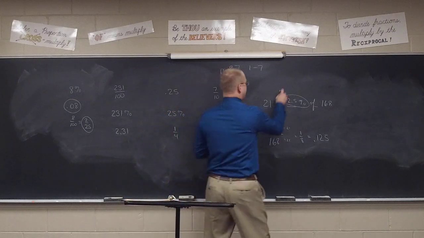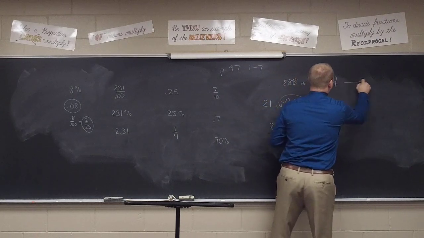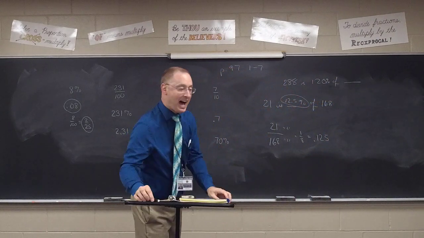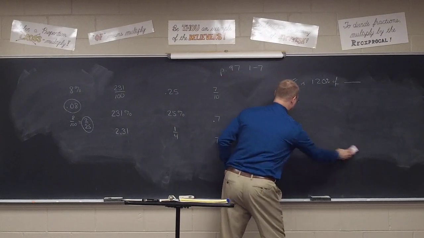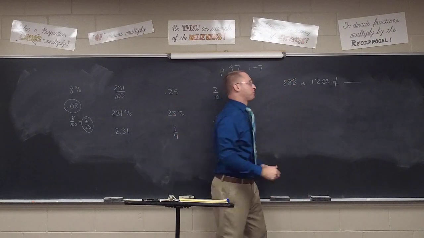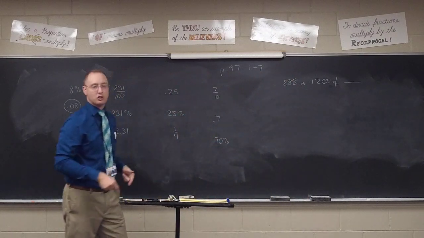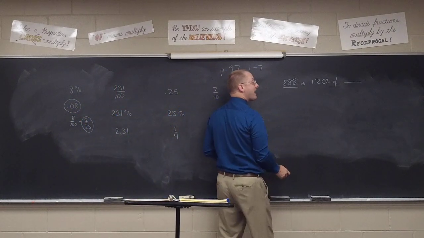Looking at number 3. It says 288 is 120% of blank. Do I know both sides of the word of? No, I do not. So do I multiply? No. If I knew both sides, would I multiply? Yes. Absolutely, because of means multiply. But I don't have both sides, so class, I've got to divide. What goes on top? 288. What goes on the bottom?